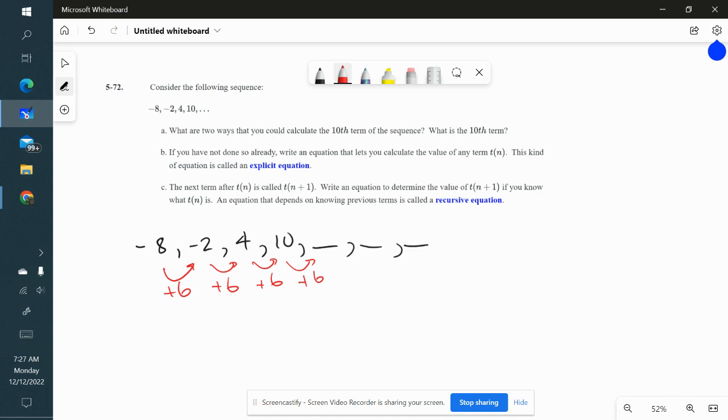When this pattern, the sequence generator, is like this, where it's adding a constant amount, that means this is an arithmetic sequence. That's the sequence type. You probably remember this from last year. This pattern leads to a linear graph. And since it's linear, that brings in y equals mx plus b. We could write a rule for this sequence using y equals mx plus b.